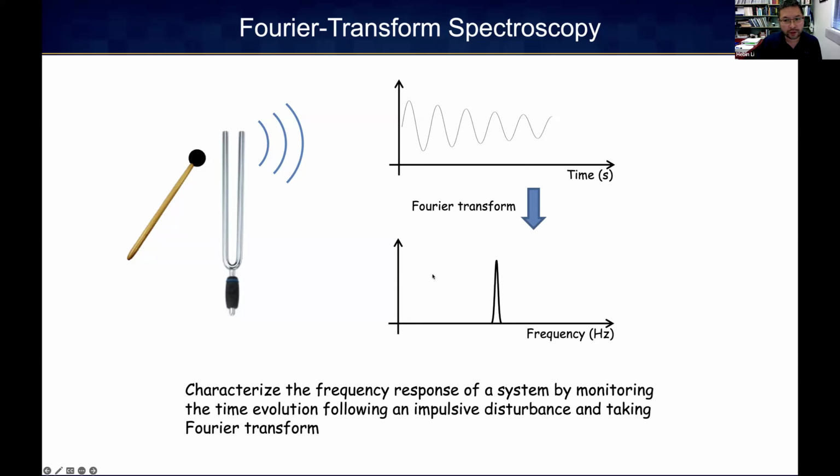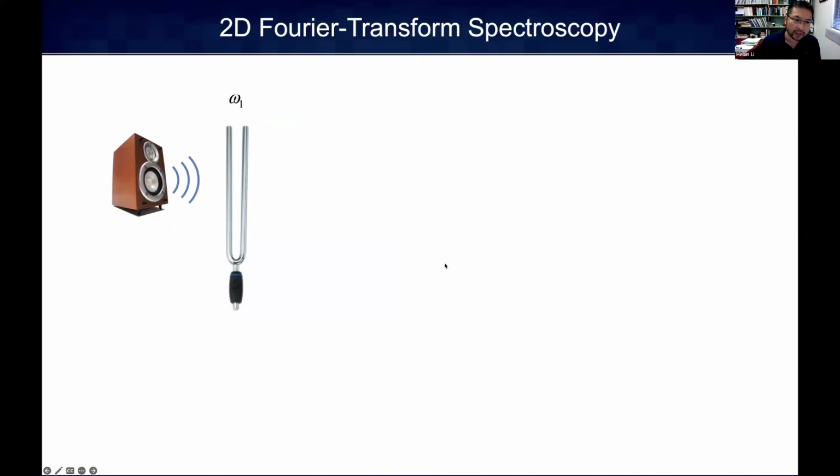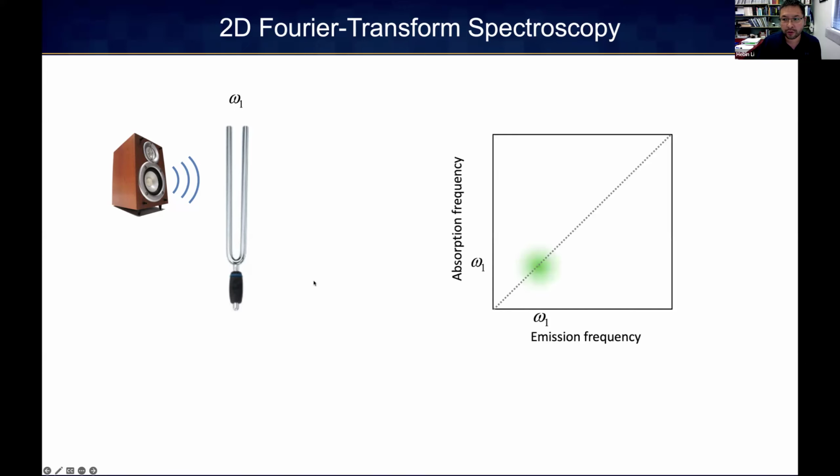So Fourier transform spectroscopy is an approach to measure the frequency response of a system by applying an impulse excitation and then recording the time evolution and then taking a Fourier transform. Now, to demonstrate 2D spectroscopy, let's repeat this experiment in a slightly different way. Instead of using a hammer, we're going to use a speaker. The difference is that the frequency of the speaker can now be tuned or varied. By using that, we are able to correlate the sound signal of the fork with the speaker frequency, that is, the excitation frequency.